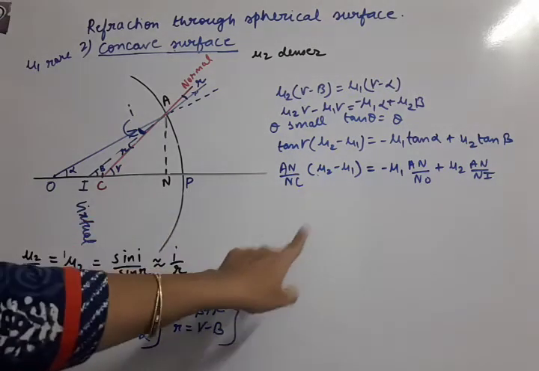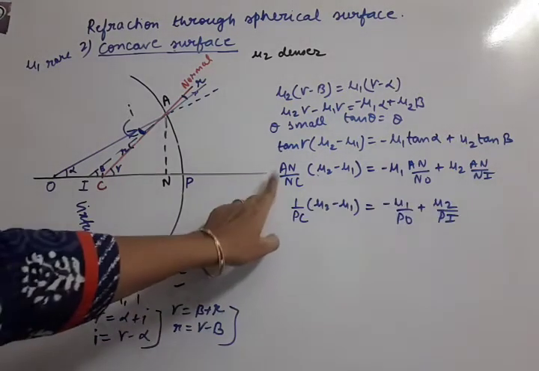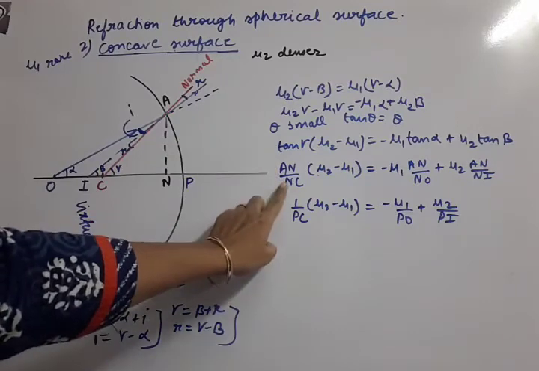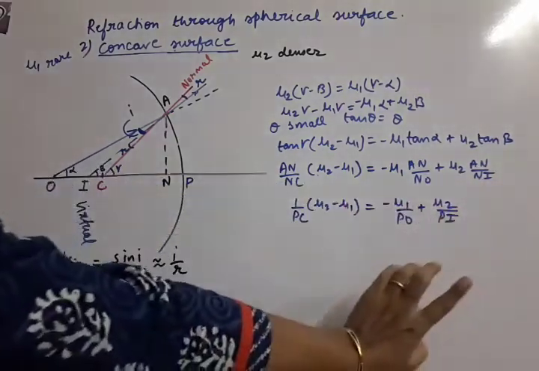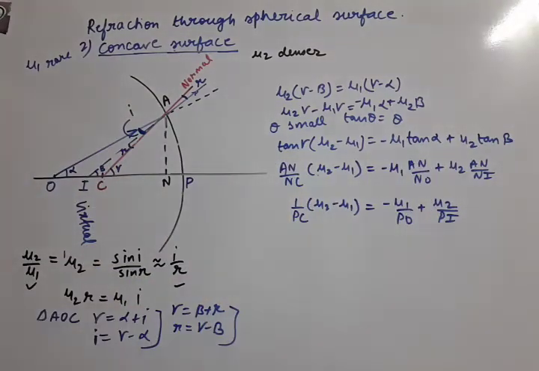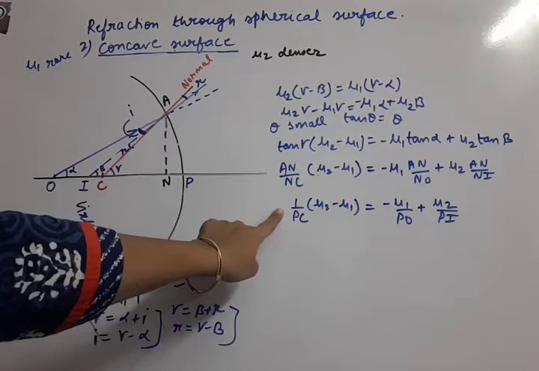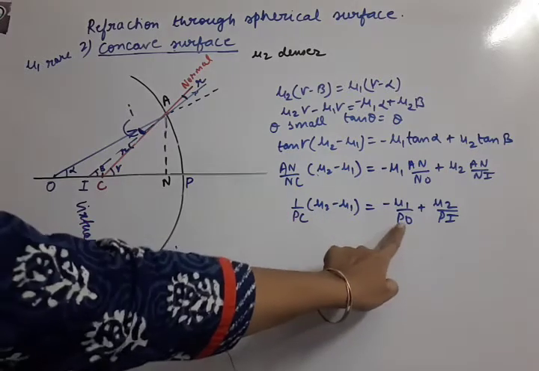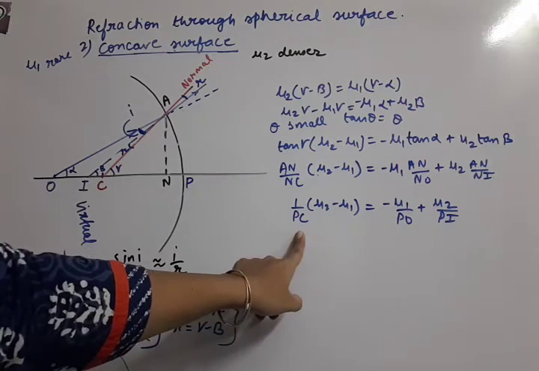Like NC will become PC, NO will become PO, like that. So AN is cancelled, and NC means PC, NO means PO, NI means PI. AN is cancelled, you can see. So you have got the first relation which you should remember, that this relation is between PO, PI, PC distances for concave surface.